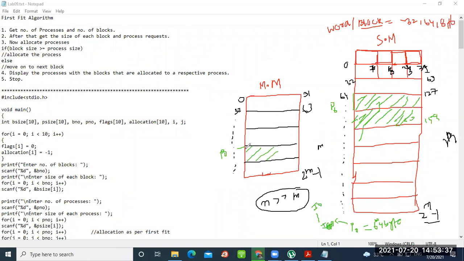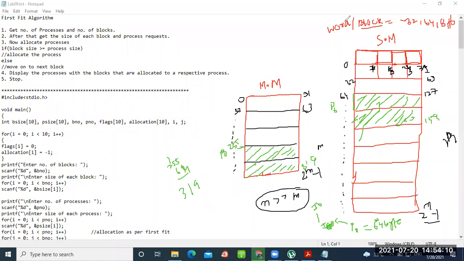Suppose the starting address is 255. It will start from 255 and occupy this entire block, and one more block because it's 64 bytes. So I will add 64 to it, which gives 319. Now it will continuously be stored. So this is continuous memory allocation.